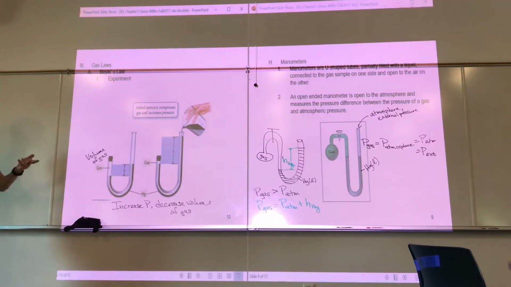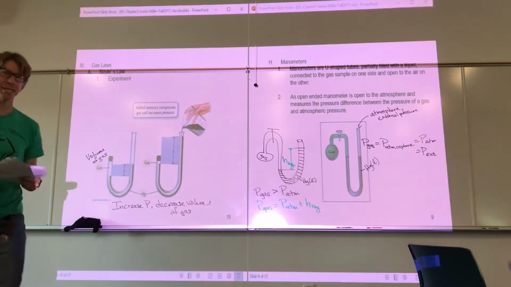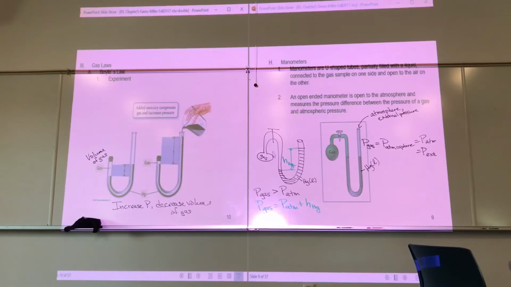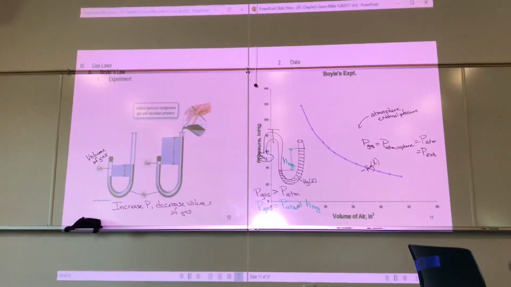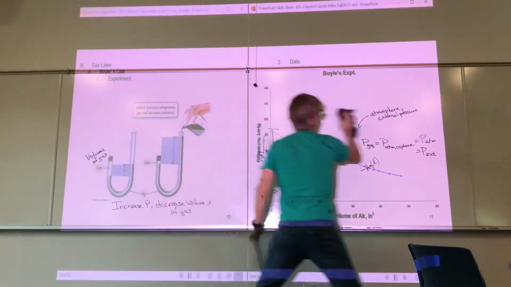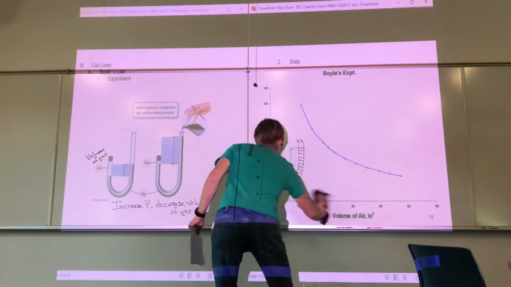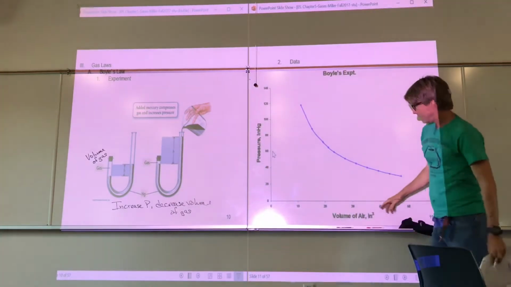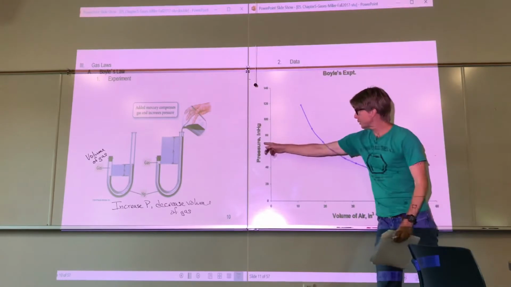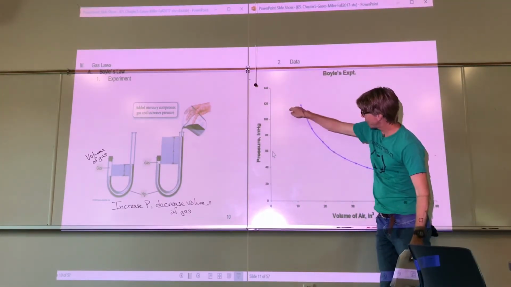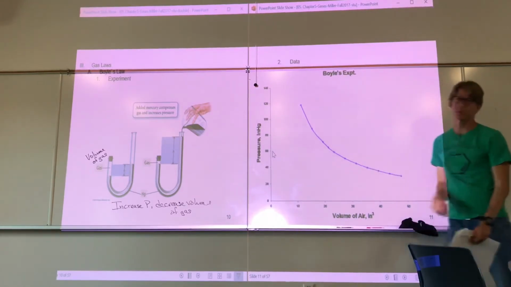And whenever you increase one thing and decrease another thing, that relationship is called an inverse relationship, inversely proportional. Let me show you what some data might look like. Volume of air versus pressure, what you can see is as you increase pressure, the volume of the air becomes small.